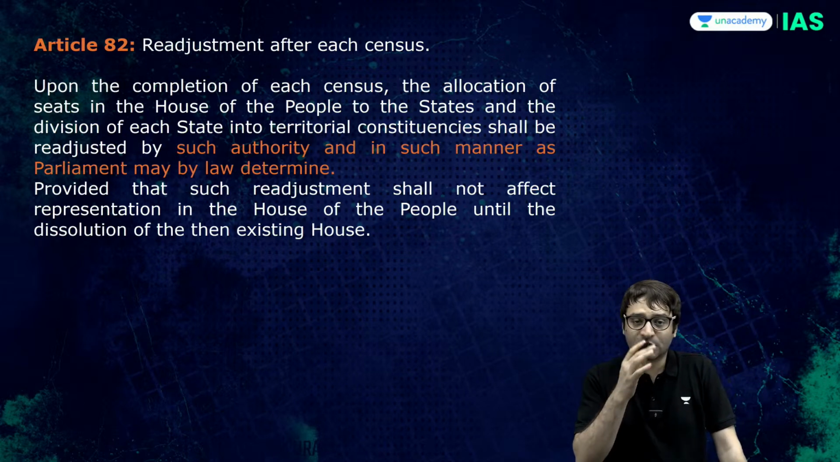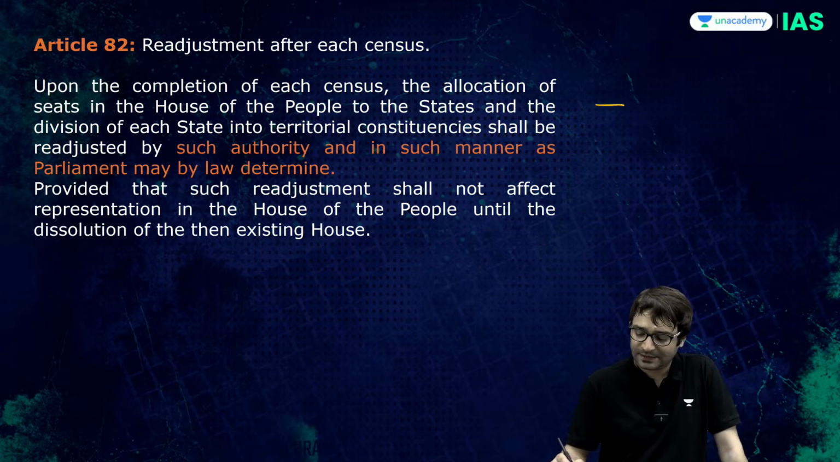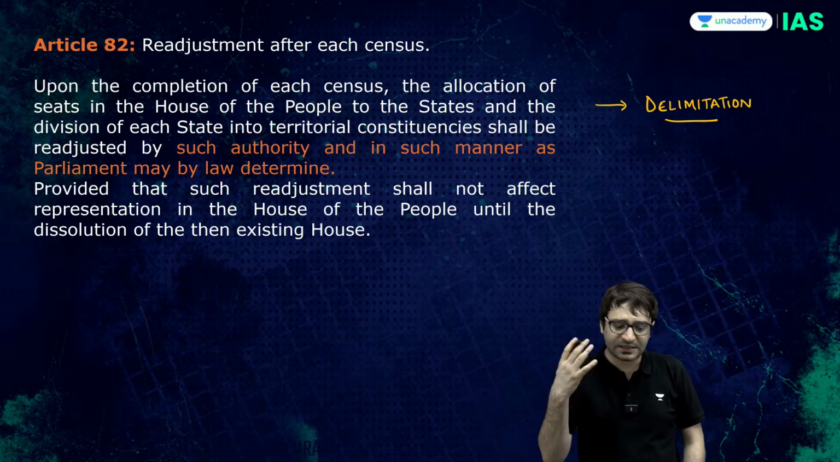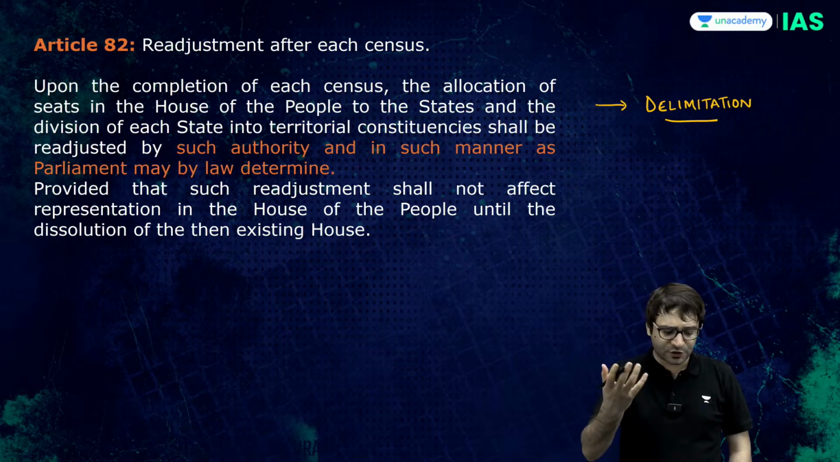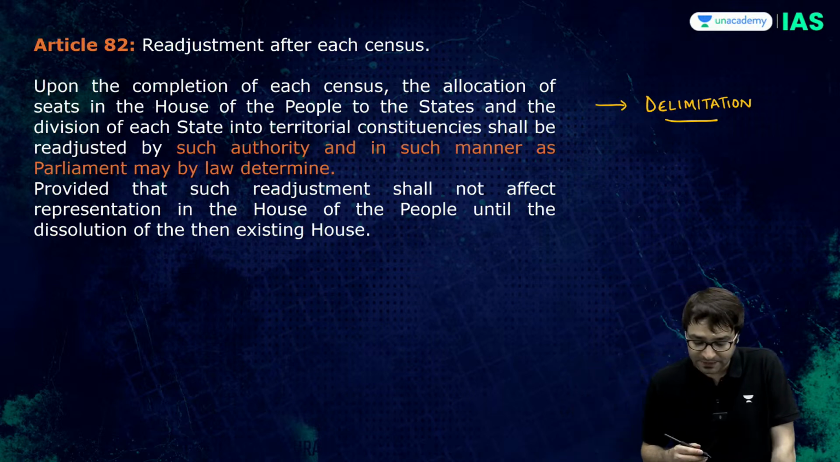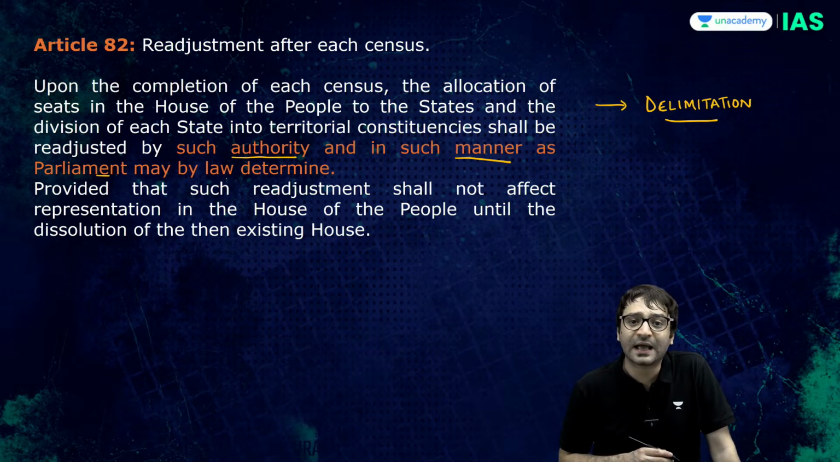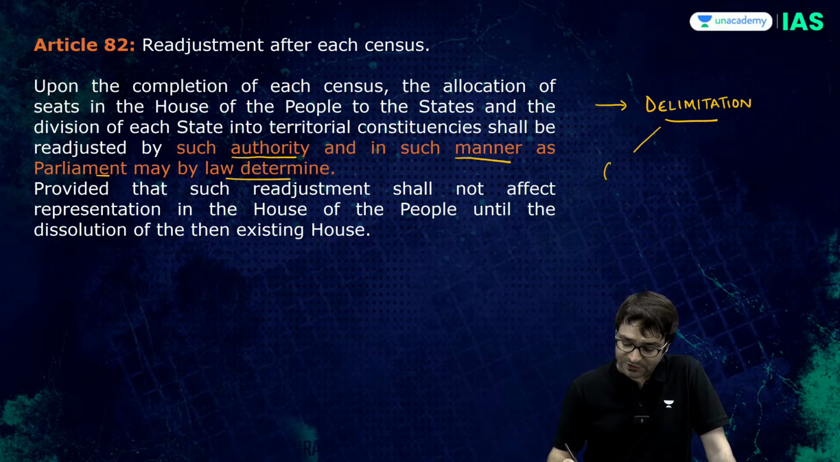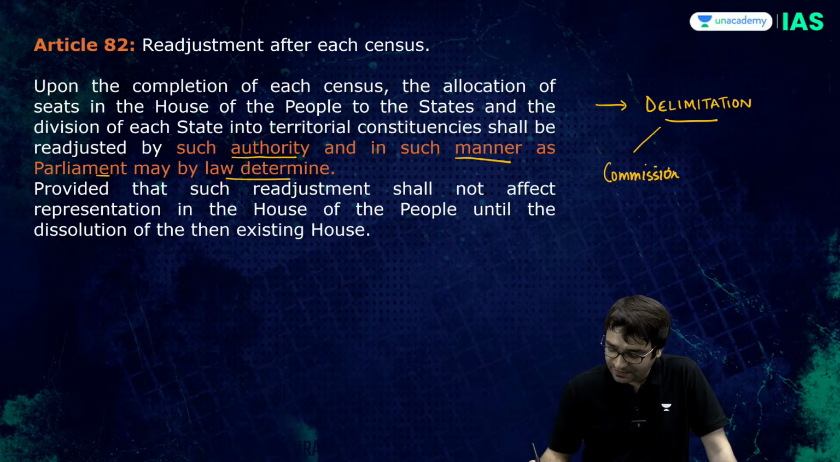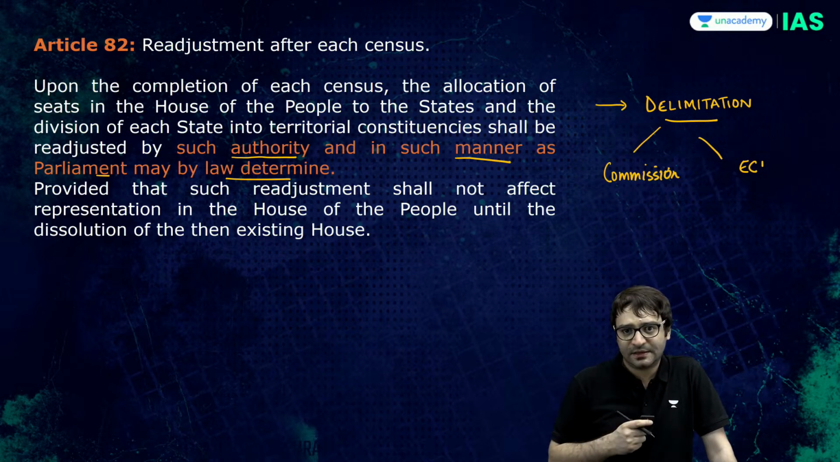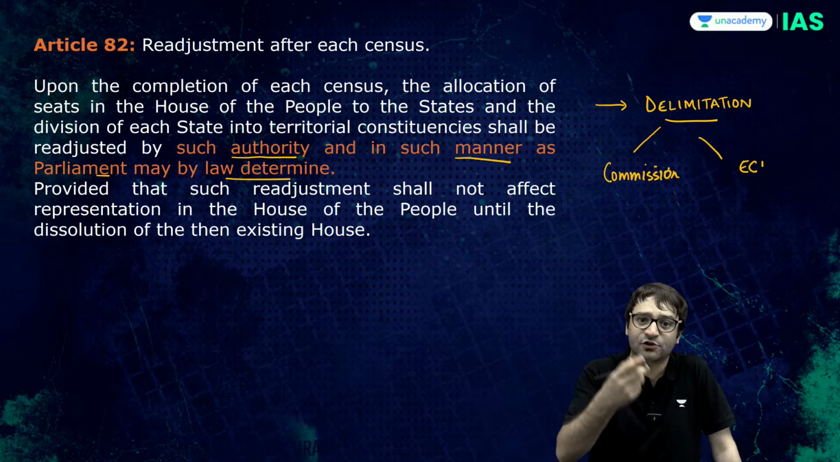Article 82 gives a sense about the delimitation exercise. Upon the completion of every census, the allocation of seats in the House of the People and territorial constituencies are to be decided by such authority and in such a manner as Parliament may by law determine. That means it can be a Delimitation Commission, or it can be the Election Commission of India as well. So it is for Parliament to decide which authority and which manner will carry out this delimitation exercise. That is mentioned in Article 82.